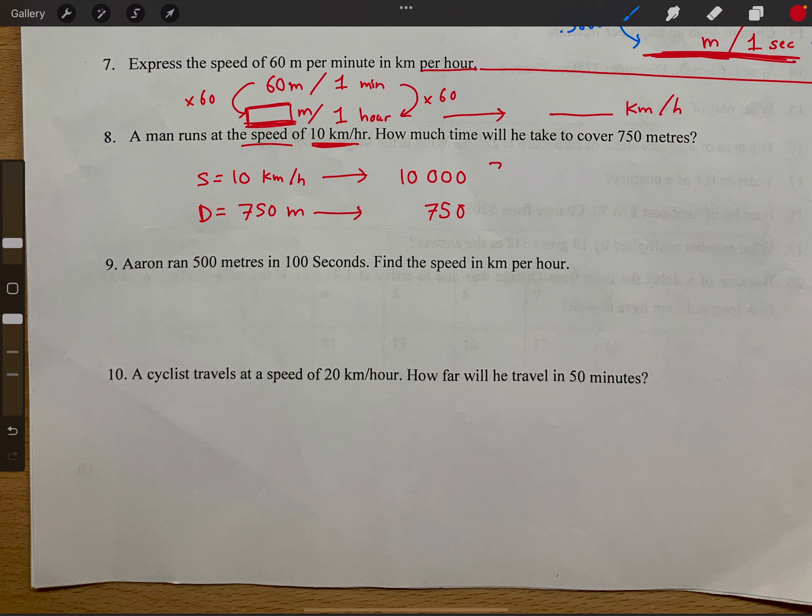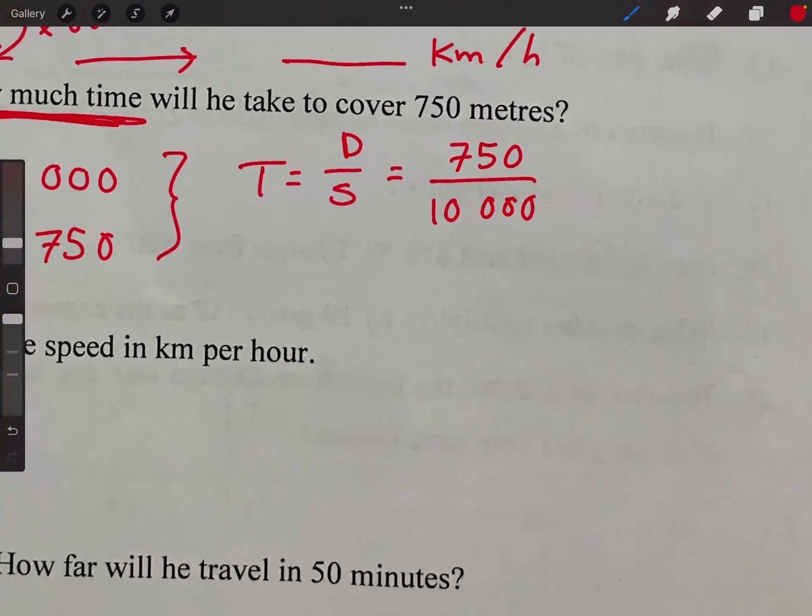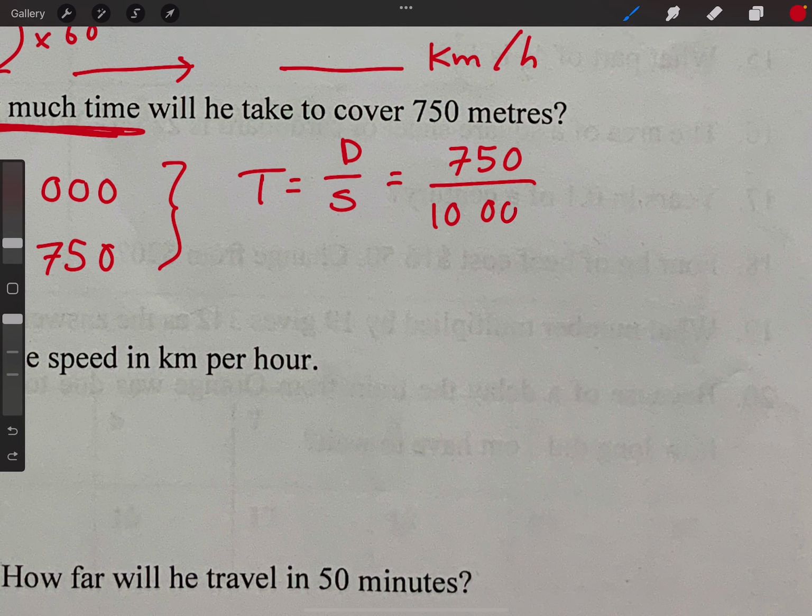So now I can apply the triangle formula, whatever it is. Distance over speed times time. So first we're looking for how much time. So that's when we're looking for time. So time is equal to, if you cross out the time, you're going to get distance divided by speed. And distance is equal to 750 divided by the speed, which is 10,000. Alrighty. What's the first thing we do? We have to get rid of the 0.